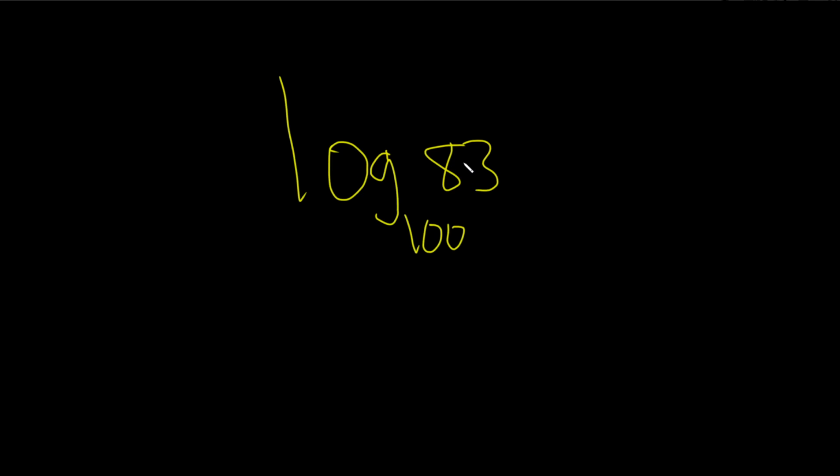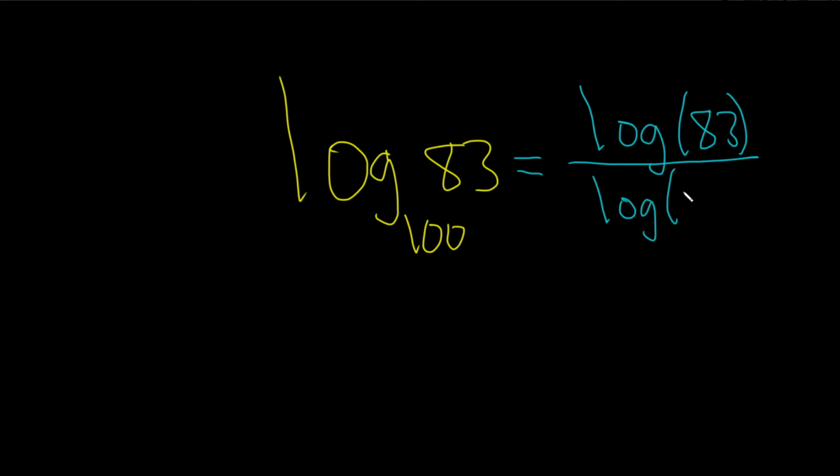Hello, in this problem we're being asked to use the change of base rule to find an approximation for this logarithm. So the way I memorize it is I think of this as the top and this is the bottom. So it's log of the top, so log of 83, over log of the bottom, so log of 100. Really easy way to memorize it. So log of the top over log of the bottom, log of the top over log of the bottom.